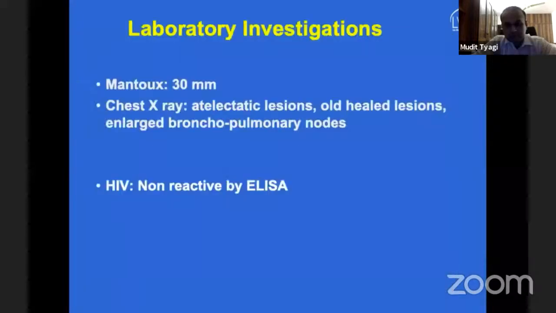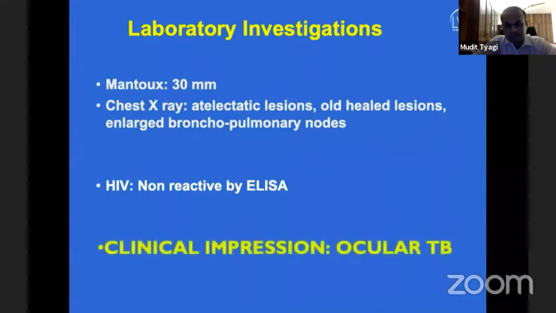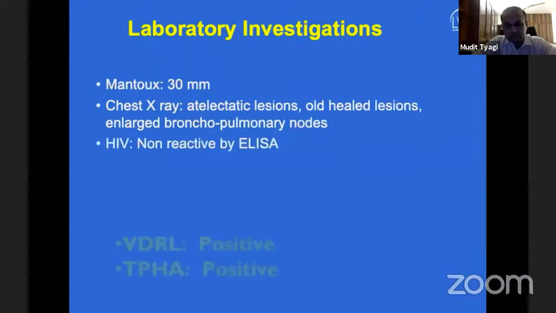So based on the presentation of subvascular pigmentation, granuloma superiorly and inferiorly, we arrived at a clinical diagnosis of ocular tuberculosis. And when we investigated this patient, on expected lines, the Mantoux came to be 30. The chest X-ray showed a few atelectatic lesions and few healed lesions and enlarged bronchopulmonary lymph nodes. The patient was non-reactive for HIV. So that kind of confirmed a diagnosis of ocular tuberculosis. But to our surprise, both VDRL as well as TPHA came positive for this patient.